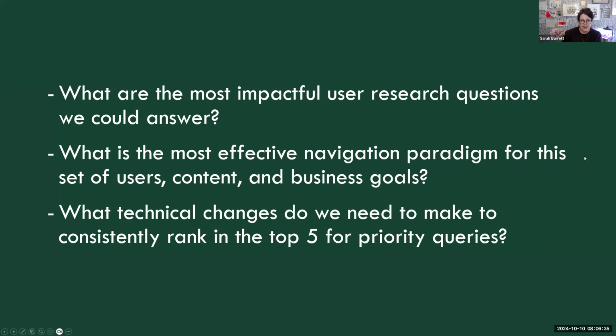And we think our job is asking questions like, what are the most impactful user research questions we could answer? What's the most effective navigation paradigm for this set of users, content, and business goals? What technical changes do we need to make to consistently rank in the top 5 for priority queries?